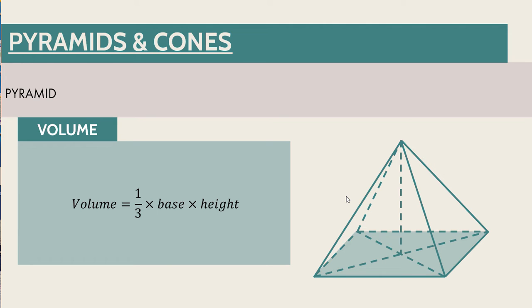Now we come to the volume formula for the pyramid. The volume is 1/3 times base times height. So you can see that instead of only multiplying the base and the height together, we then multiply it by 1/3.